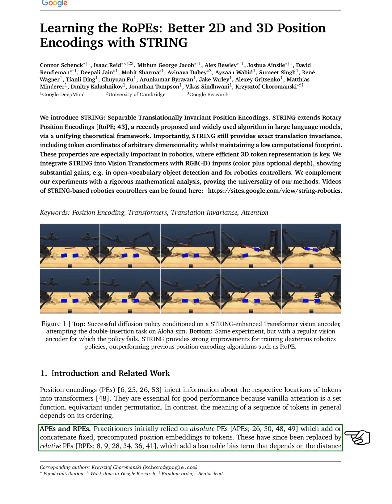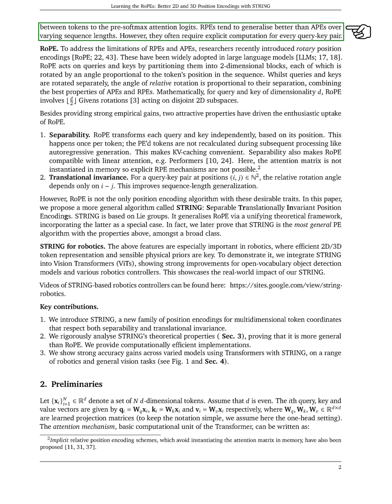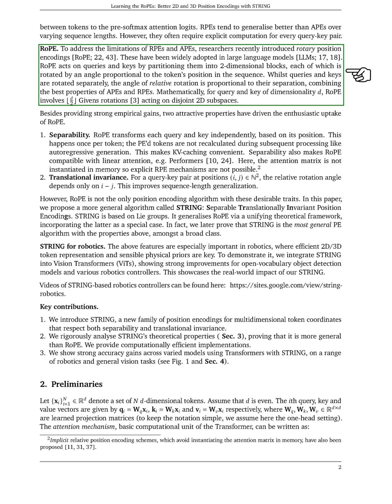Initially, we used absolute position encodings, APEs, which add fixed position embeddings to tokens. However, we have shifted to relative position encodings, RPEs, which introduce a learnable bias based on the distance between tokens, allowing for better generalization across different sequence lengths. To overcome the limitations of both APEs and RPEs, we have adopted rotary position encodings, RoPE.